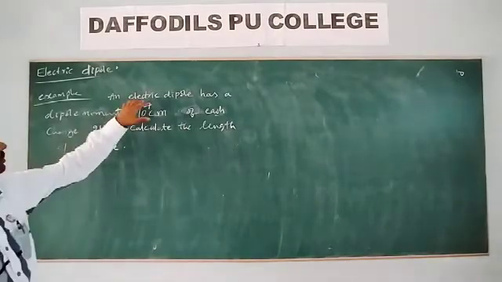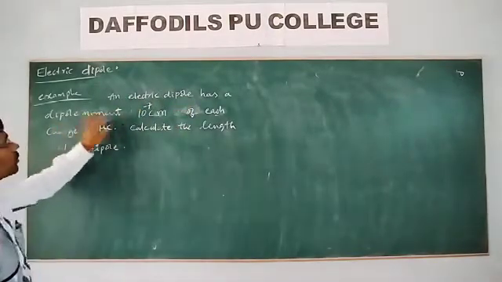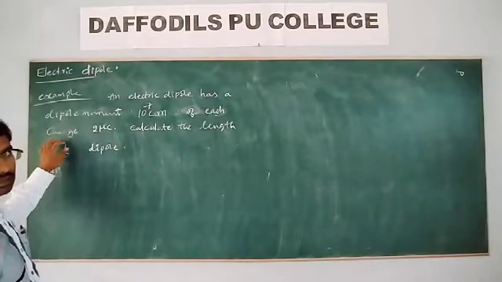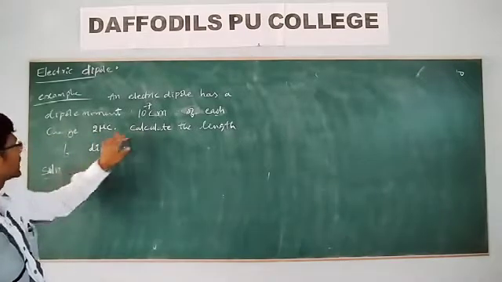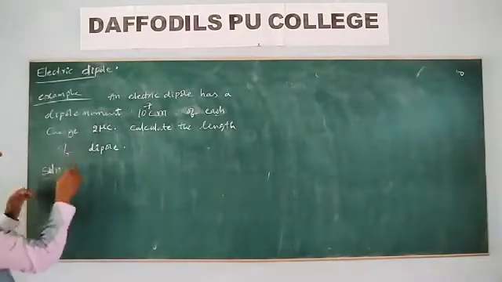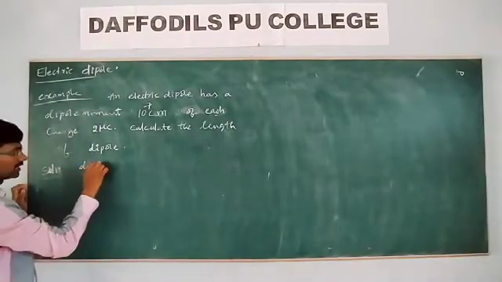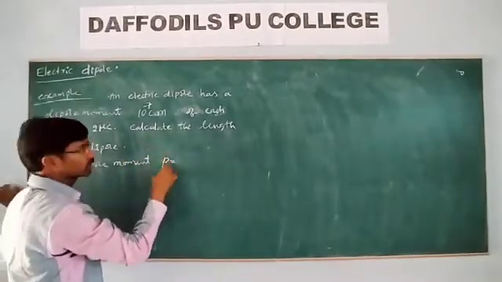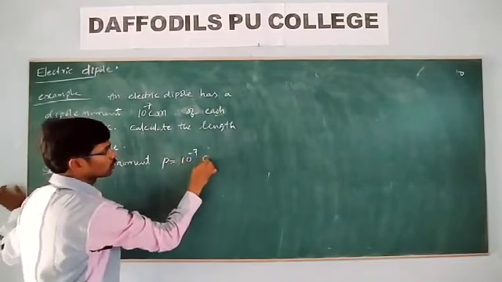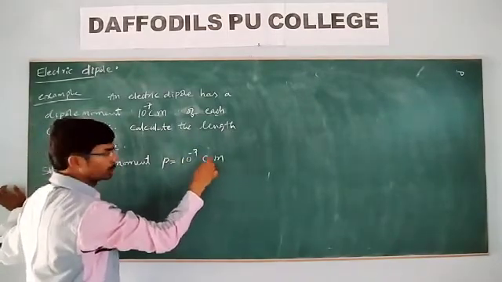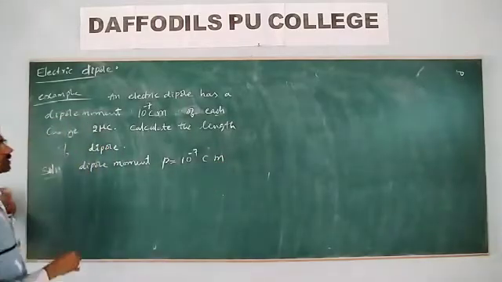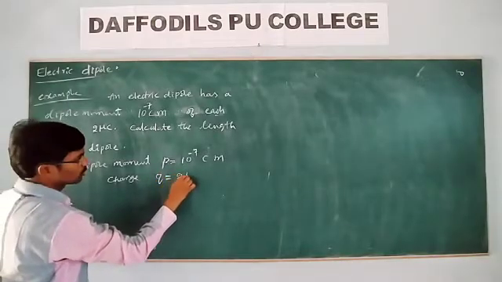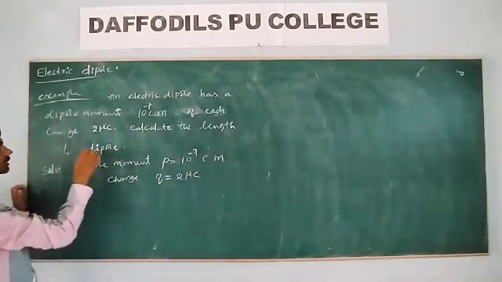Let me discuss a simple example. An electric dipole has a dipole moment 10 power minus 7 coulomb meter, and each charge is 2 microcoulomb. Calculate the length of the dipole. What have they given? Dipole moment P is equal to 10 power minus 7 coulomb meter. It is not centimeter, it is coulomb meter. Charge Q is equal to 2 microcoulomb. You need to calculate the length of the dipole.